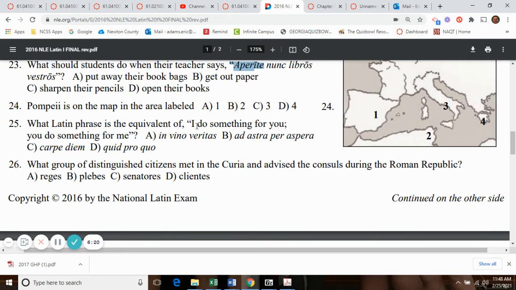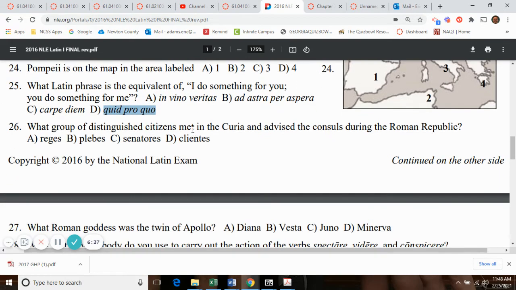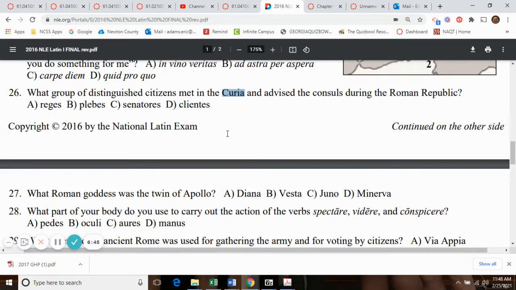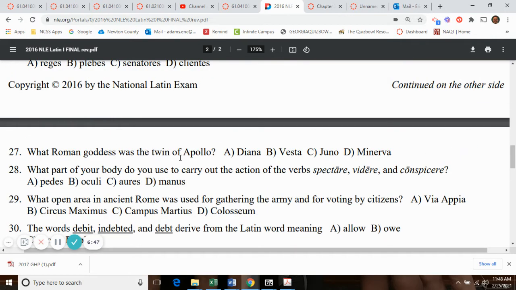The Latin phrase, the equivalency of I do something for you, you do something for me, that's quid pro quo. What for what? Not in wine there is truth, not to the stars through hardships, none of the words hard work, and not seize the day or pluck the day, but rather quid pro quo. What group of distinguished citizens met in the Curia? The Curia is the Senate House, remember? So that'd be the senators, and that's your third item, the Curia, that you're going to put down for your easy 100. What Roman goddess was the twin of Apollo? That, of course, is going to be Diana.